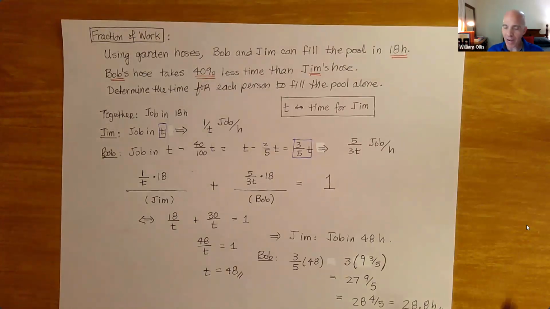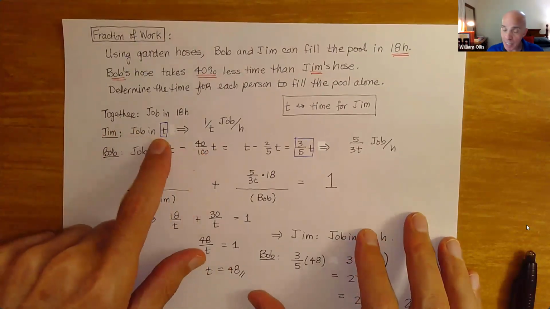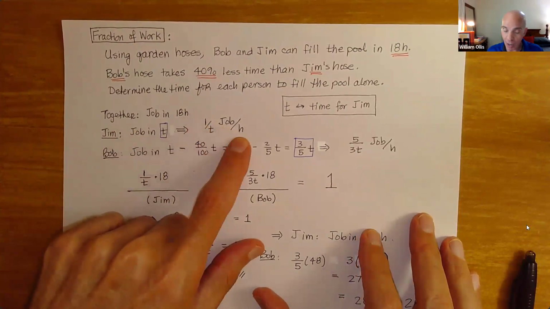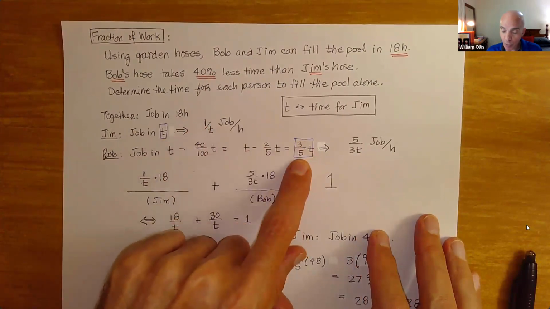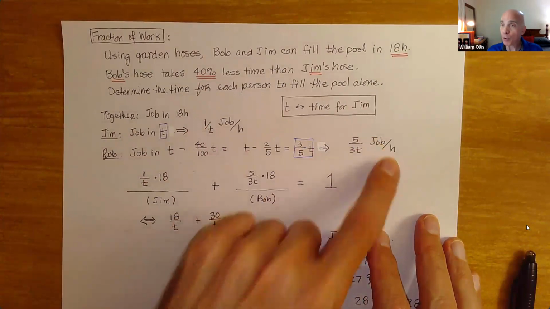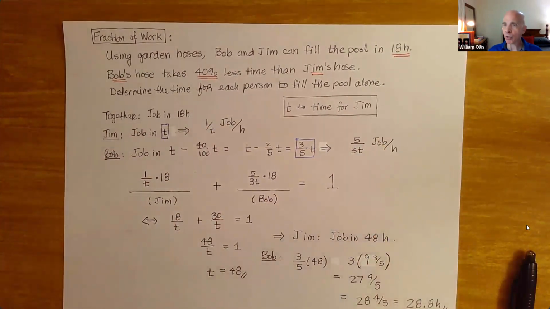So how do we get the fraction of work? Well, you reciprocate. In this particular case, job in T hours, so we say 1/T, fraction of the job per hour. And here we've got 3T/5, so we have 5/3T, fraction of the job per hour. Okay, so that's where we get fraction of work.